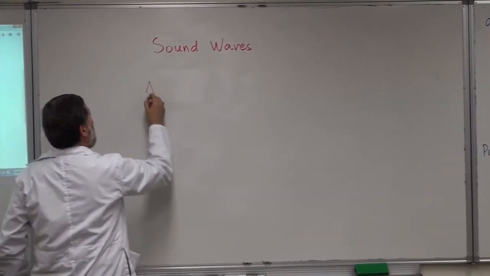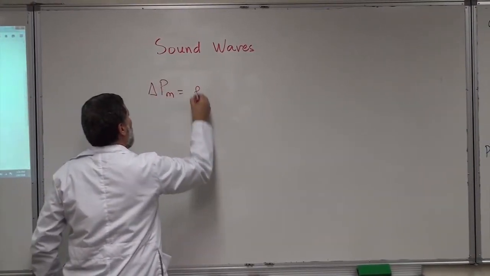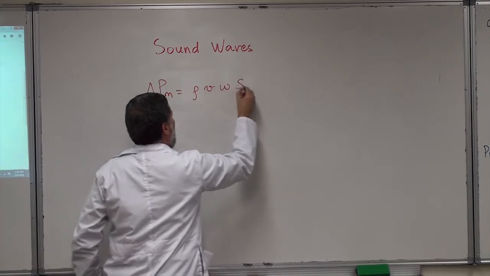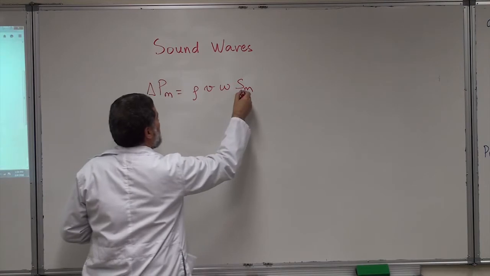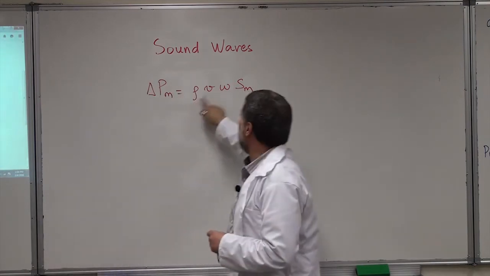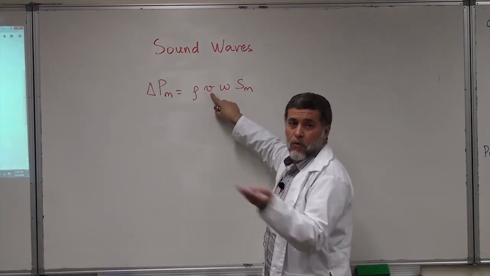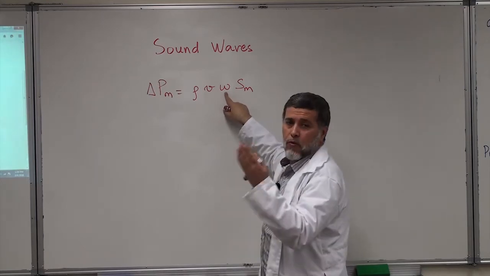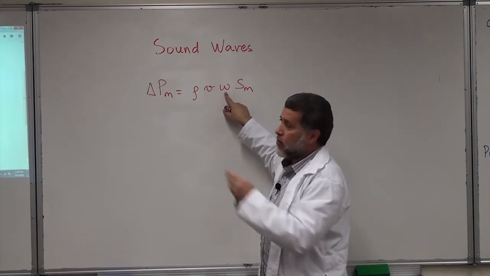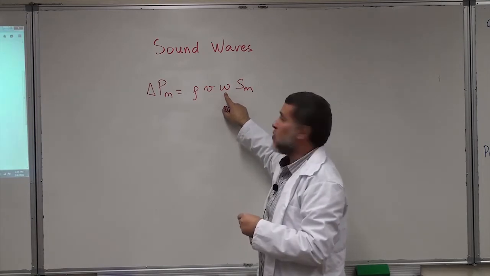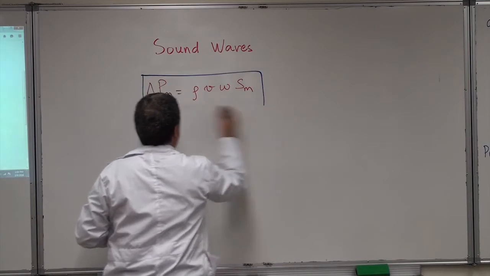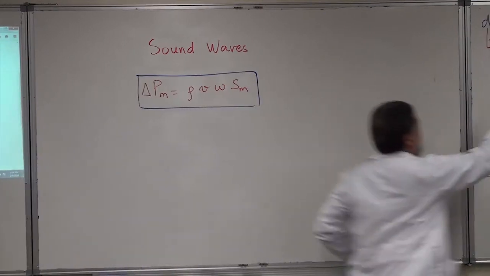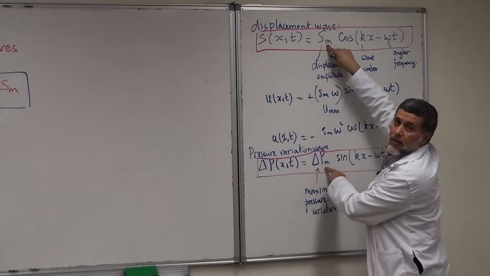The relationship is like this: delta PM is rho V omega SM. That's the relationship between the pressure variation amplitude and the displacement amplitude. Rho is the density of the medium, V is the speed of the sound waves, and omega is the angular frequency of your source, which is producing these waves. This is the equation which relates these two quantities, this one and this one.